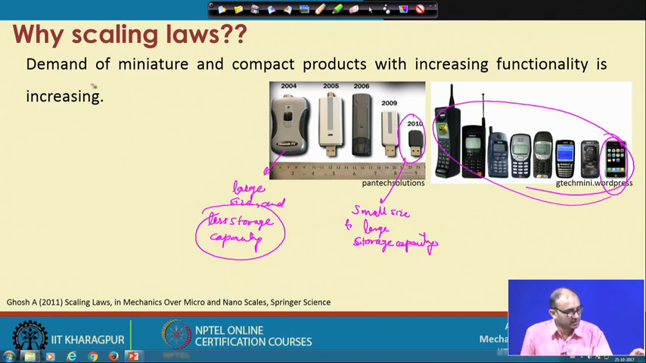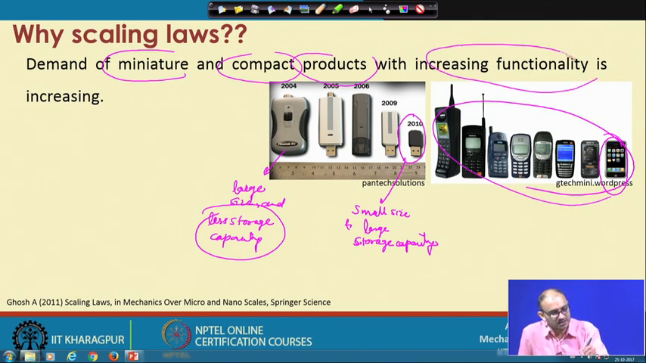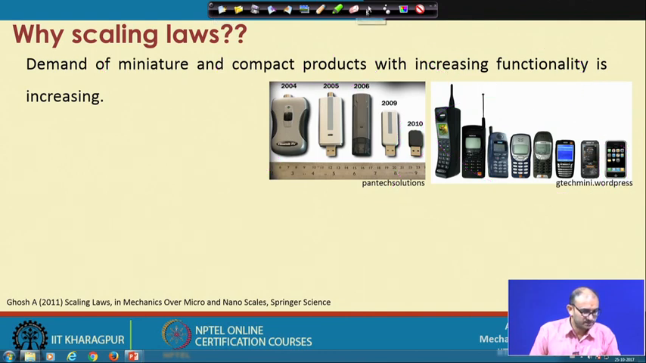So, what is the present demand? We are doing a miniaturization of the compact products, and then we are increasing the functionality also. So, once you do both things, that you are minimizing the size but increasing the functionality, then we have to think about what processes will be used for making these products effectively and usable.